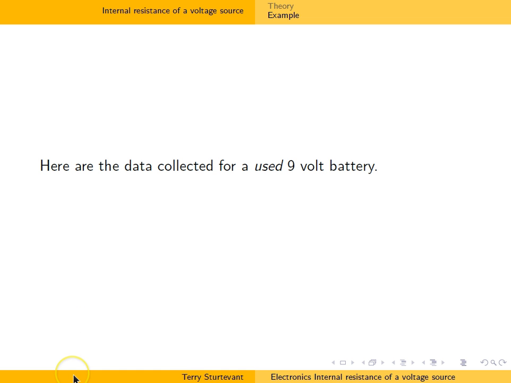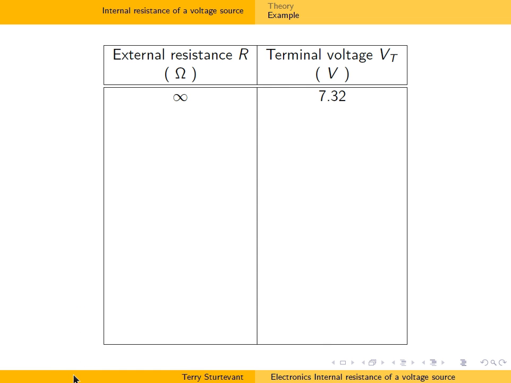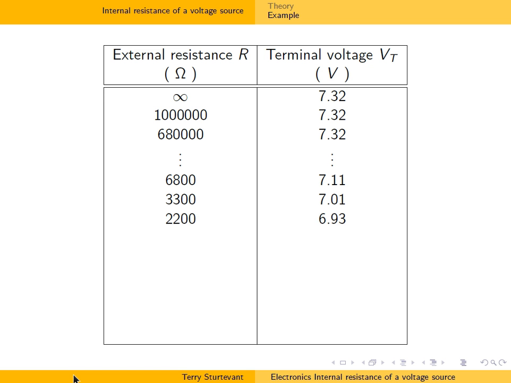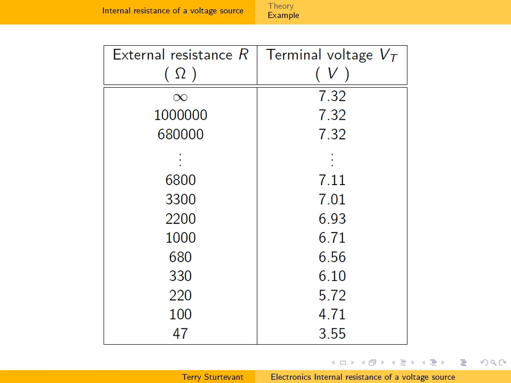Here are the data collected for a used 9-volt battery. With no resistance across the output, you'll notice the value of the voltage is a little bit lower, 7.32 volts. With 1 megohm, it's the same. With 680K, it's the same, and so on. If we keep going, what you will notice if you look back at the other data is that as the resistances get lower, the drop in the terminal voltage is getting a little bigger than it was with the new battery. To the point where we get down to 47 ohms, now the terminal voltage is just over 3.5 volts, which is less than half of what it started at.